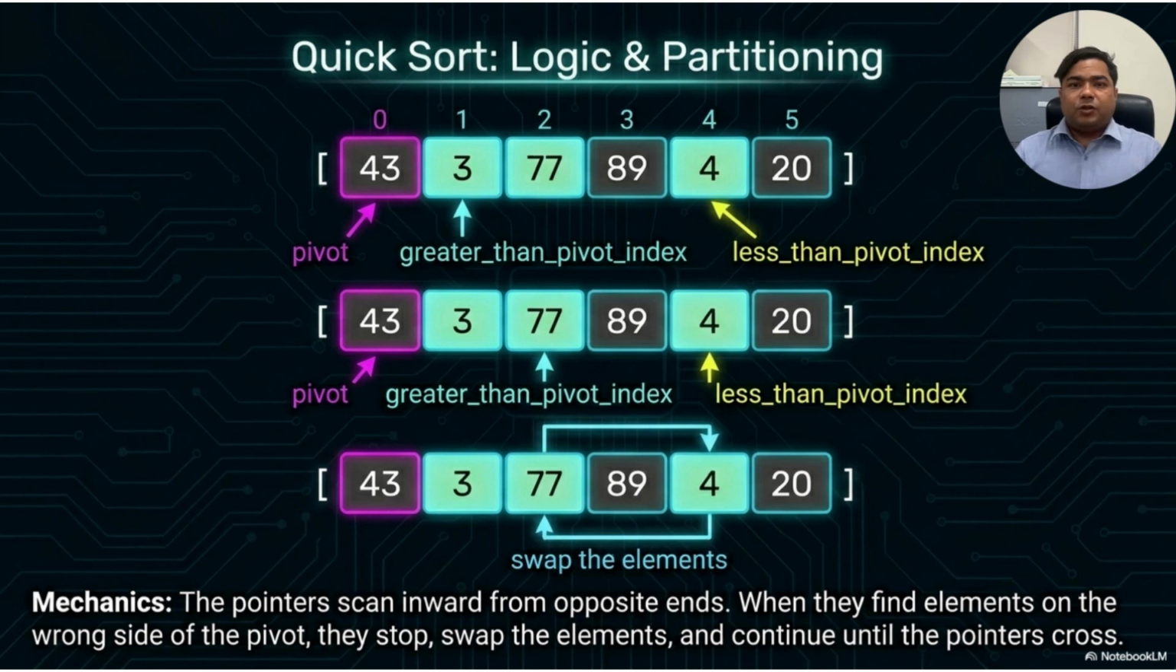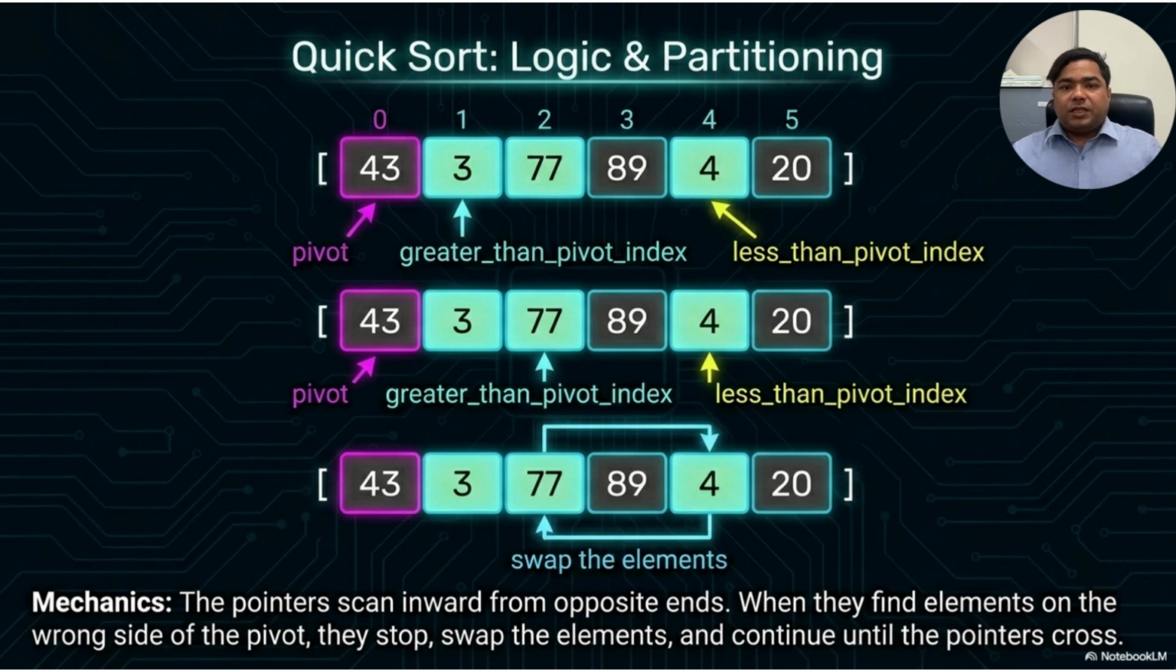Now we come to quicksort, one of the most important sorting algorithms. This slide explains the first major idea in quicksort, partitioning. In the example, the list is 43, 377, 89, 4 and 20. The first value, 43, is selected as the pivot. A pivot is a reference value.